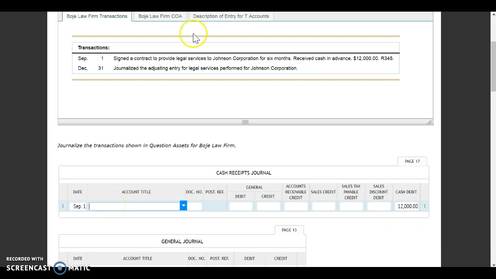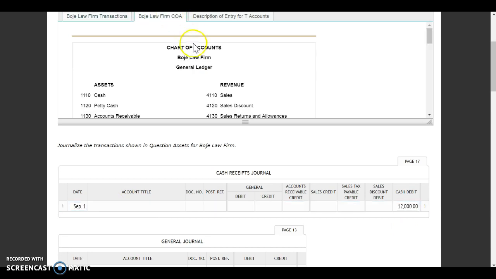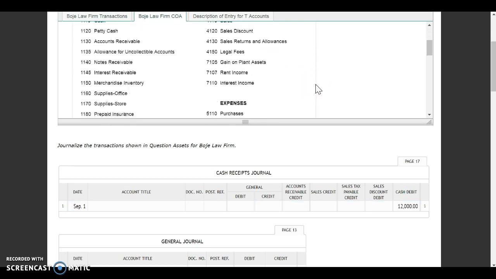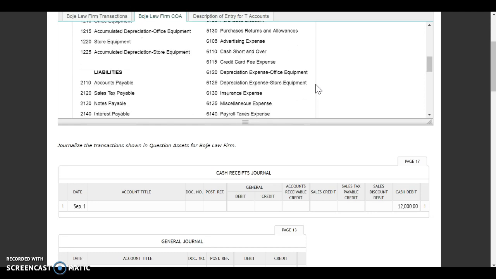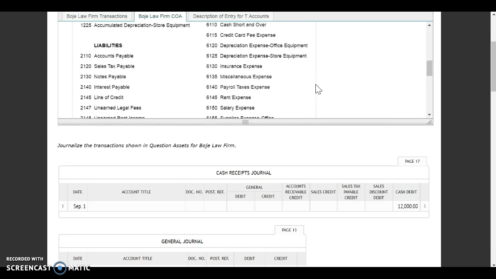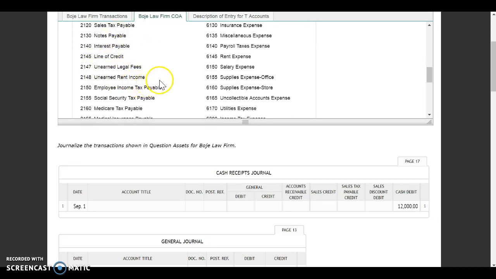What I'm going to do is we have our chart of accounts, so let's go ahead and look at our chart of accounts and see what our options are. Now, if you remember from the lecture, it said when we are receiving that in advance, that is actually a liability. So when we look at our liability choices, we are actually going to do unearned legal fees, because in the example we looked at unearned rent income. We're doing unearned legal fees, and we are going to credit that for $12,000.